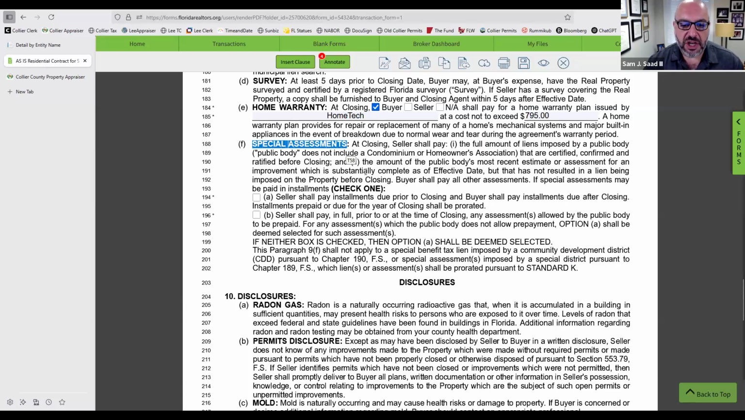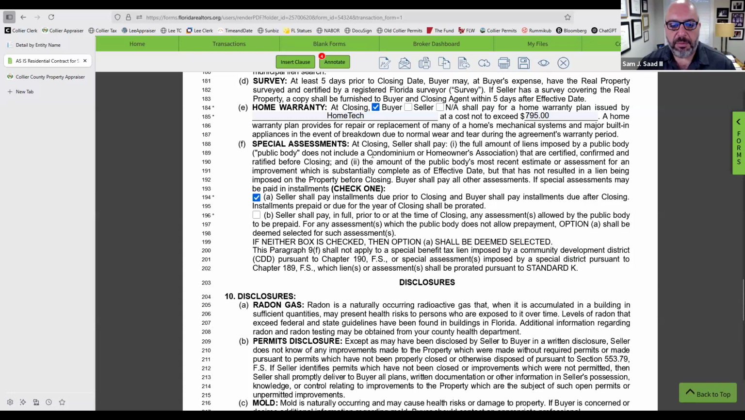Next up, under special assessments. Very important section. Don't skip special assessments. I see these boxes skipped all the time. Who is going to pay for special assessments due prior to closing? Who's going to pay after closing? Seller, in this case, agrees to pay any special assessments due prior to closing, and buyer shall pay assessments due after closing. This is the typical choice. This is also the default choice if you skip this section.